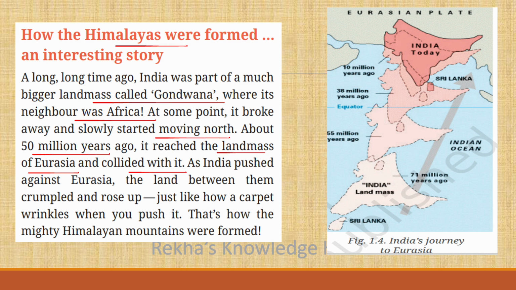As India pushed against Eurasia, the land between them crumbled and rose up, just like how a carpet wrinkles when you push it. That's how the mighty Himalayan mountains were formed. The land in between got squeezed and folded. Crumbled means crushed or squeezed together.